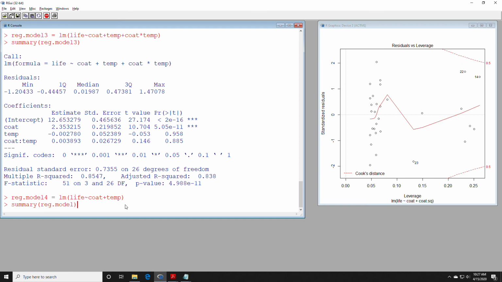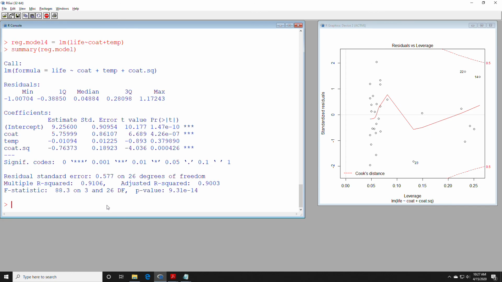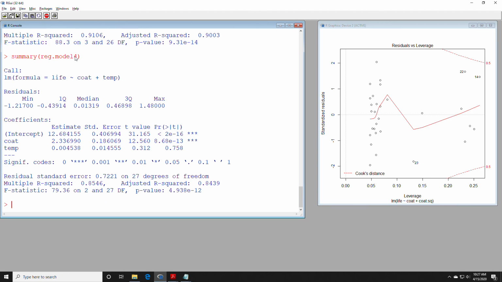Reg.model 4 includes the model for lifetime versus coding and temperature as my two predictors. Summary reg.model 4, make sure you put the right one. We can see we have coding and temperature. And we can see here, using our alpha equal to 0.05, this is a very small p-value. This is a very big p-value. This indicates that we can kick this from the model. So let's go ahead and do that, and let's call it reg.model 5 now.